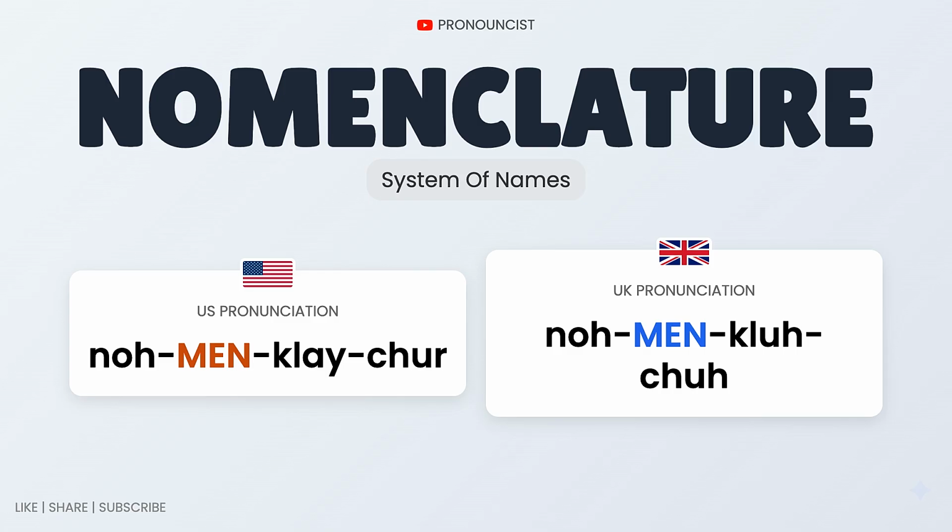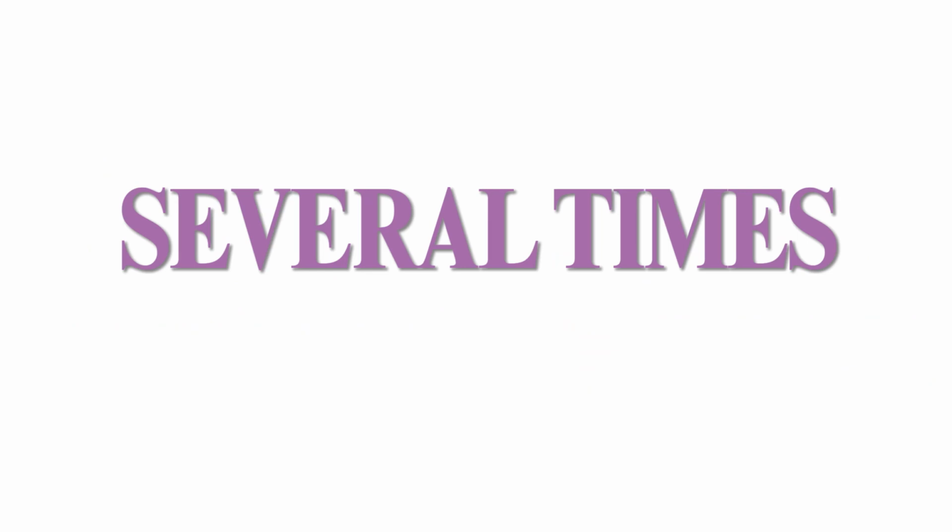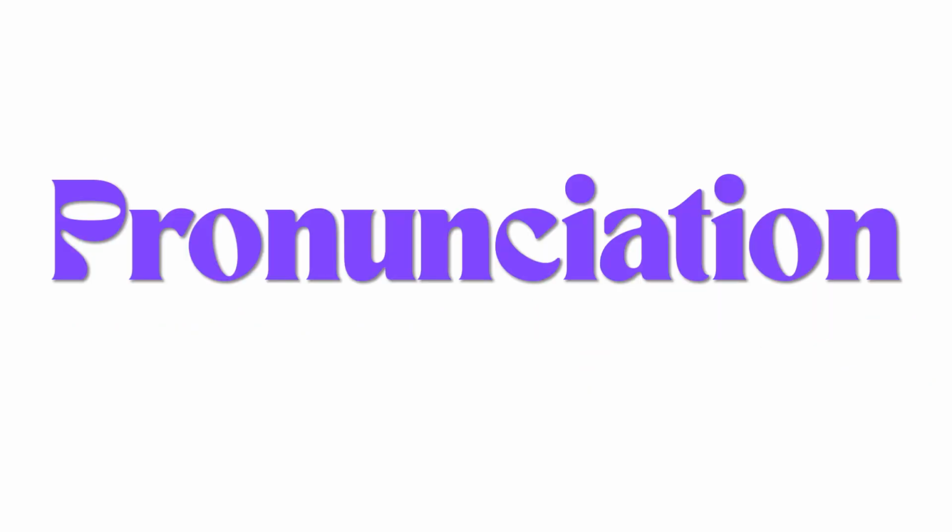Nomenclature. Nomenclature. Practice repeatedly and you'll soon be able to say this word perfectly. The best way to practice is to repeat the syllable multiple times. The meaning of the word is system of names. Try repeating this word several times to improve your pronunciation.